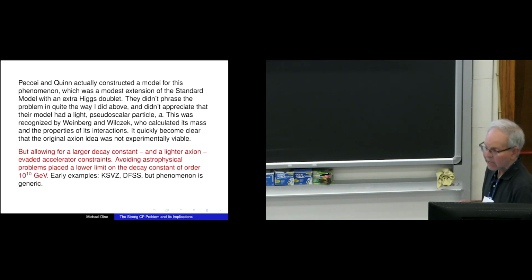Now, Peccei and Quinn, as Professor Kim mentioned the other day, actually constructed a model of this phenomenon, which is a modest extension of the standard model with an extra Higgs doublet. They didn't phrase the problem in quite the way I did above and didn't appreciate that their model had a light pseudoscalar particle. This was recognized by Weinberg and Wilczek, who calculated its mass by basically writing the formula I wrote before, and the properties of its interactions. And it quickly became clear that the original axion idea was not experimentally viable.